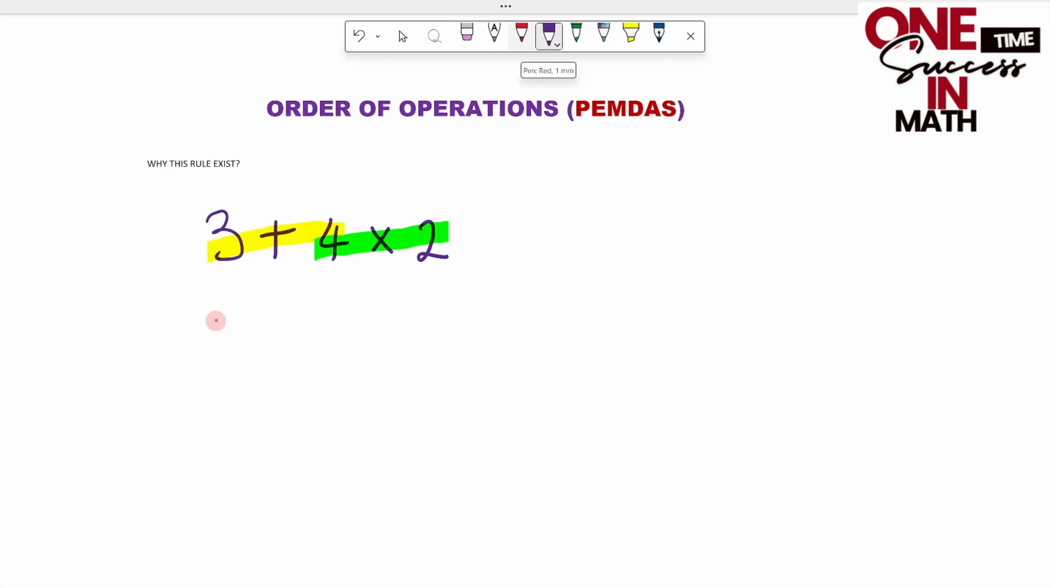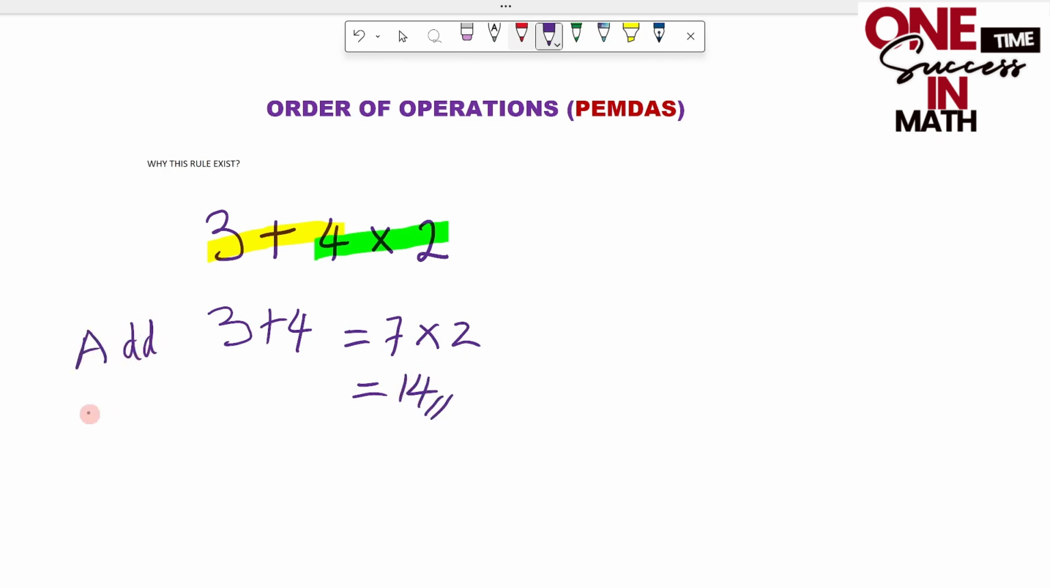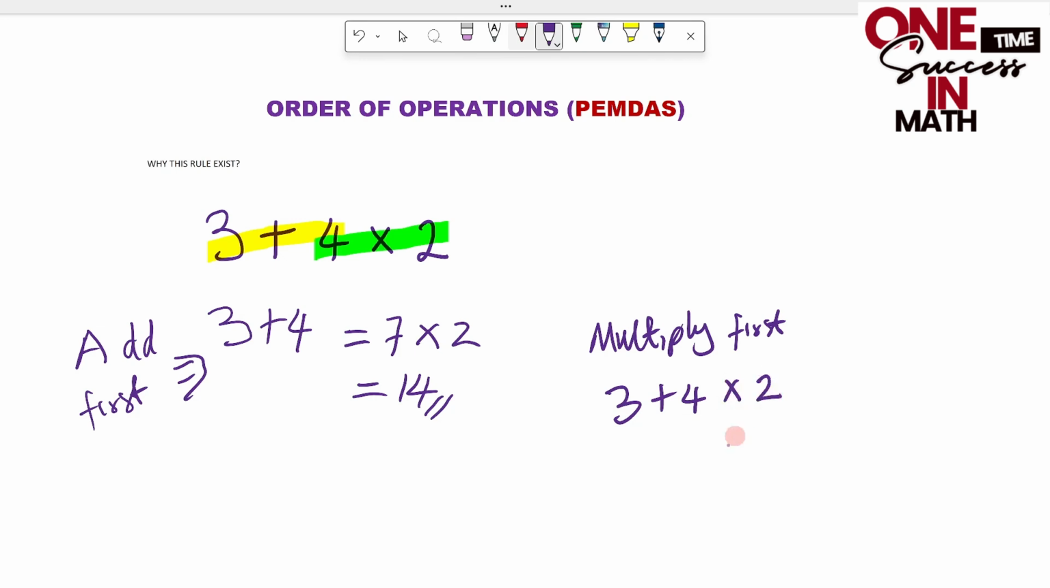Someone may want to add first. If someone decides to add first, you get an answer like this. 3 plus 4, which is 7. Now multiply by 2 to give you 14. This is someone who wants to add first. Another may choose to multiply first. The same question, 3 plus 4 multiplied by 2. He will choose to multiply these two first. 4 multiplied by 2 is 8. You add 8 plus 3, 11. We have two different answers. One is 14 and the other is 11.